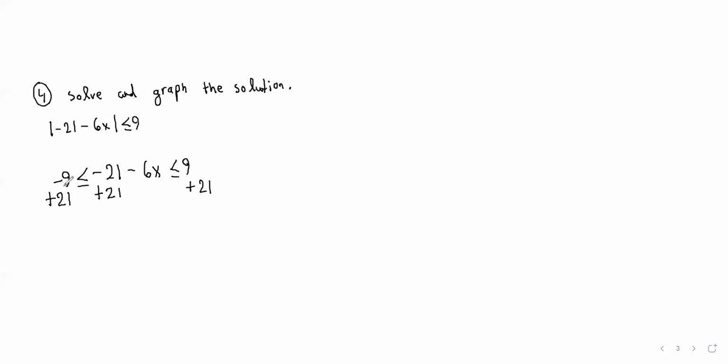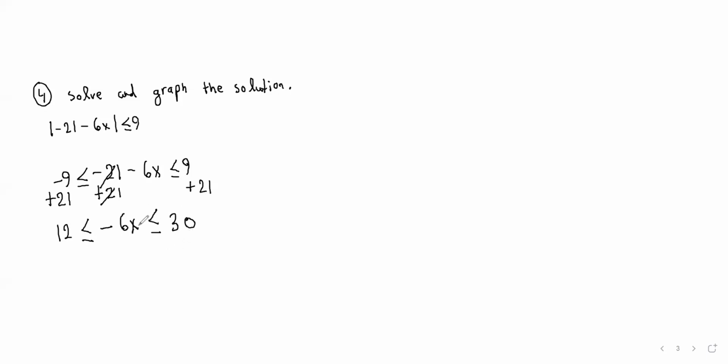So let's take a minus 9 plus 21. That's a 12. So on the left, we have 12. And then less than or equals. The 21, so you can cancel the plus and minus. So you just have a minus 6x. And then less than or equals. And then 9 plus 21 is 30.